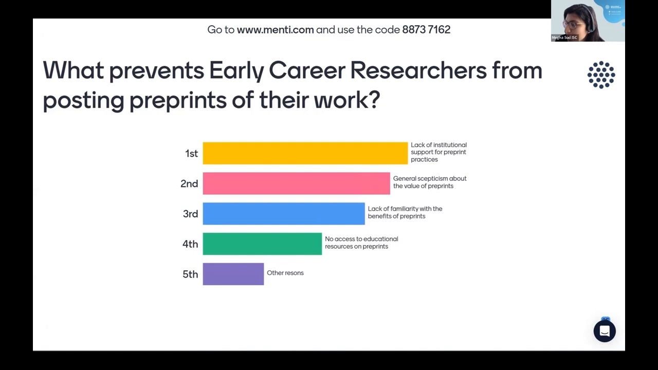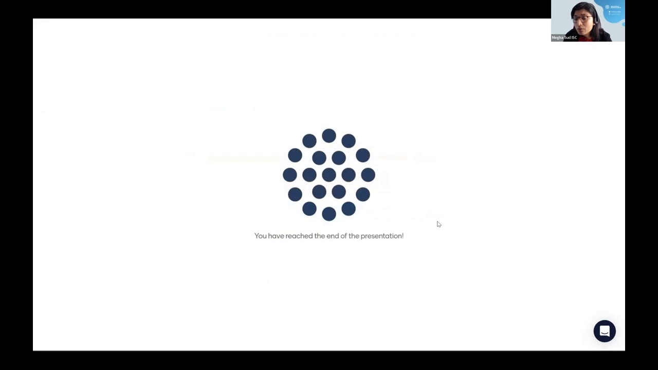So it looks like our top choice is lack of institutional support for preprint practices, followed by a general skepticism about the value of preprints. And then lack of familiarity with the benefits. And those two might be actually quite closely linked. So that's the end of our polling session. The poll can remain open and you're free to go ahead and continue entering your votes, and we'll have access to this after the event. So we will be using this information in our output document.